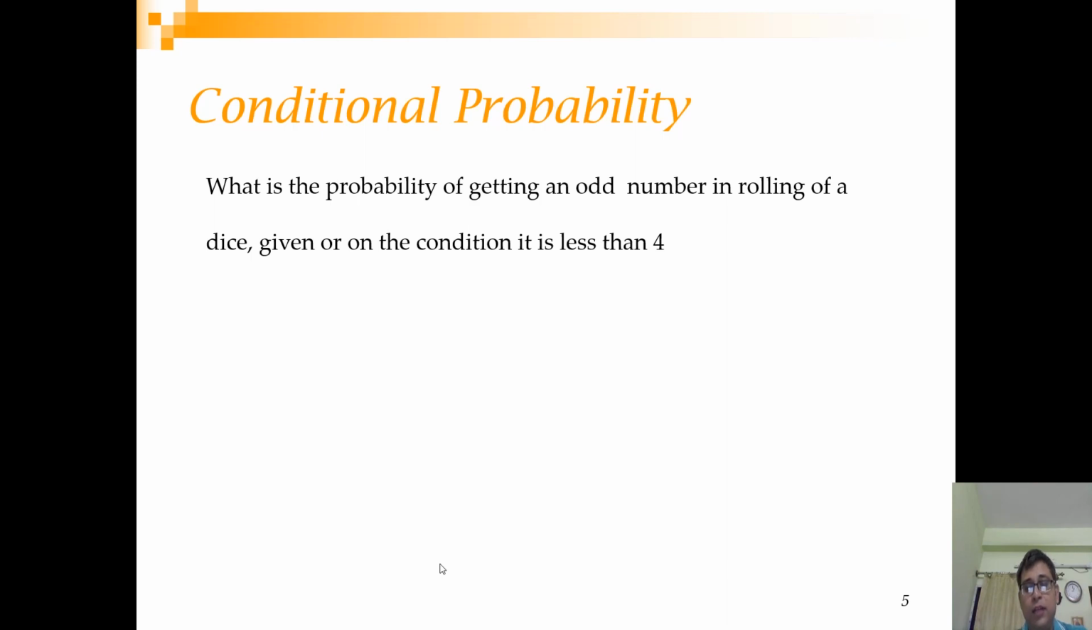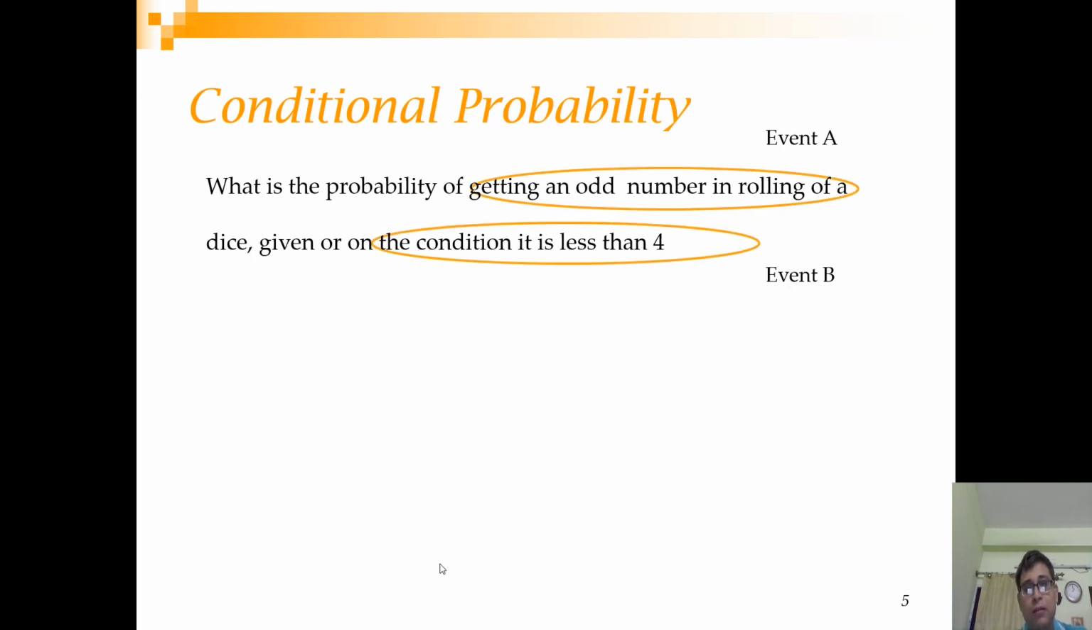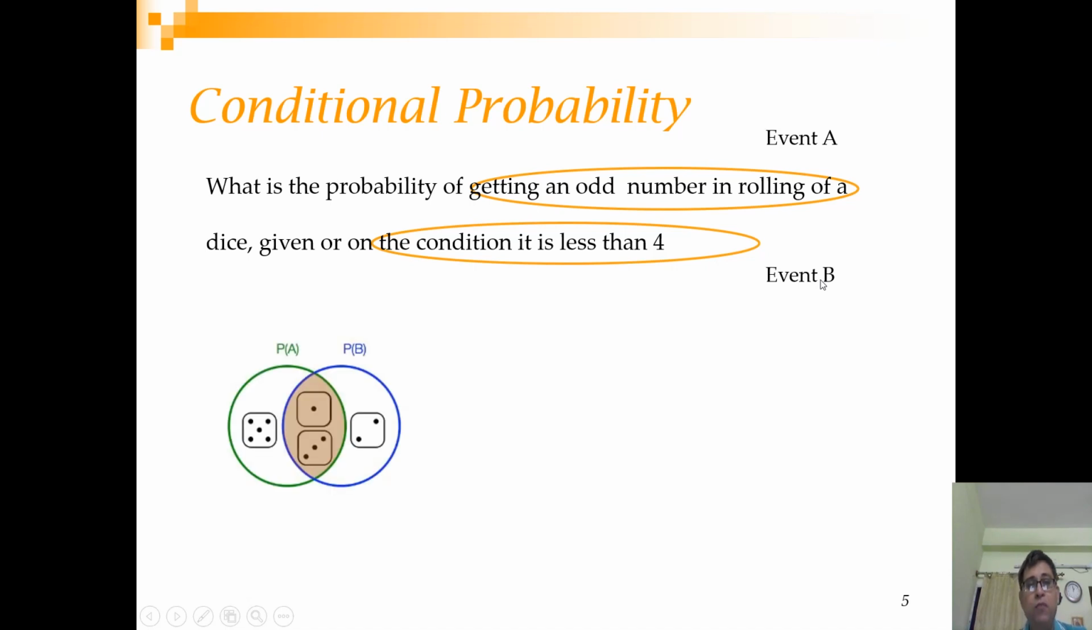Now let's look at the events. Any conditional probability will consist of two events. We call getting an odd number event A, and it is less than 4, we call event B. With a Venn diagram, when we draw it, you can see that event A has 1, 3 and 5, the odd numbers, and event B has all sample points less than 4, that is 1, 2 and 3.